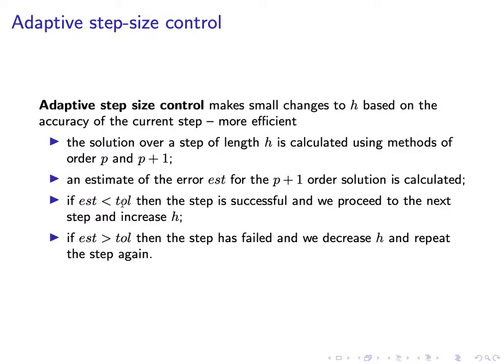So the difference between adaptive step size control and step doubling is that adaptive step size control always changes the step length h, and when it does change it, it makes slight adjustments.